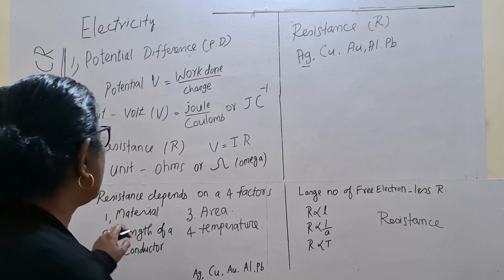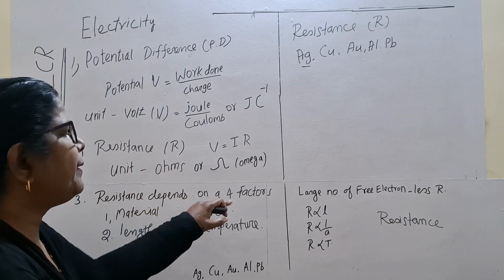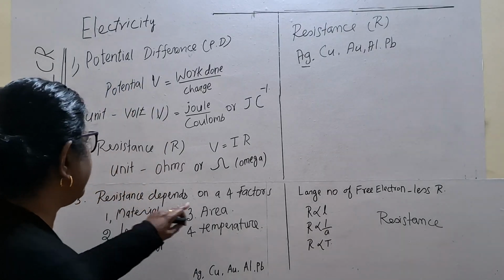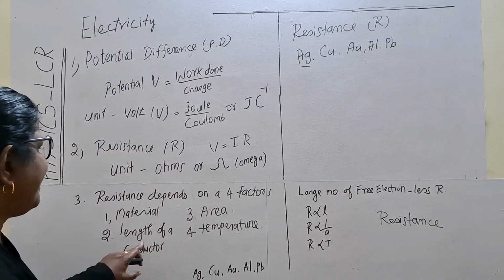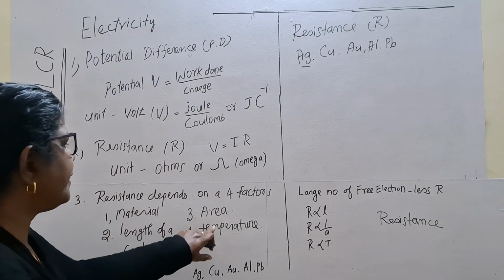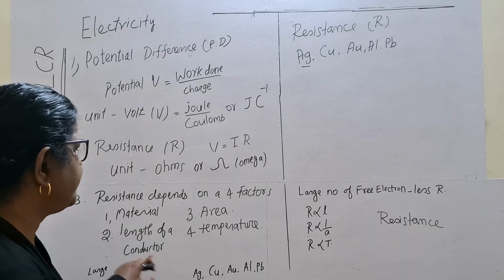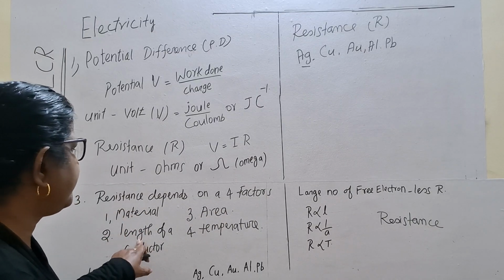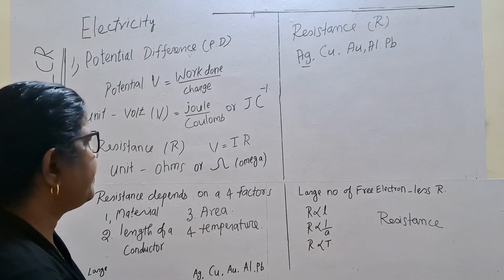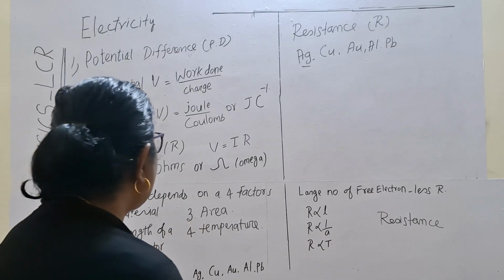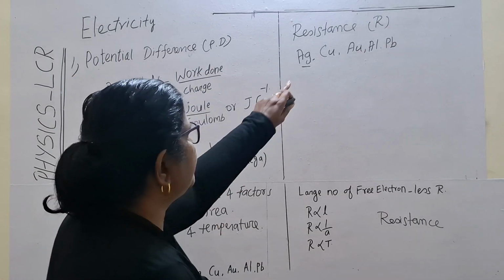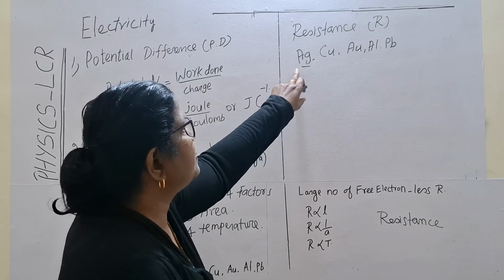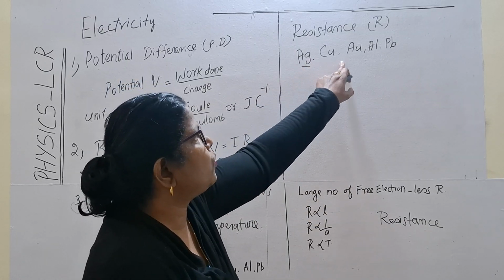Okay. So now, resistance depends on four factors. What are they? Material, length of the conductor, area of the conductor, and temperature. These four things. So what is material? It depends on whether it is silver, copper, gold, or aluminium.